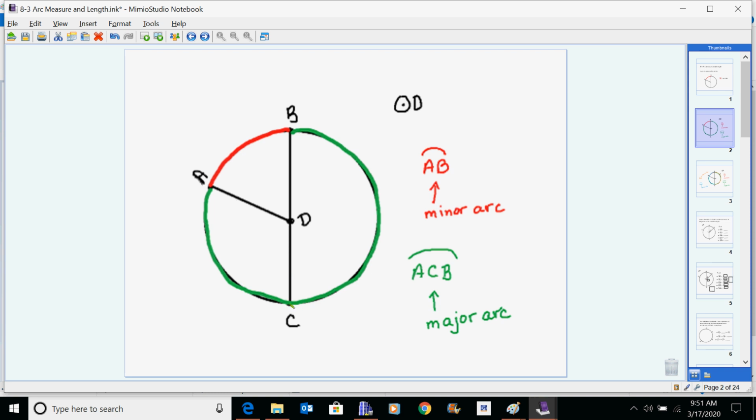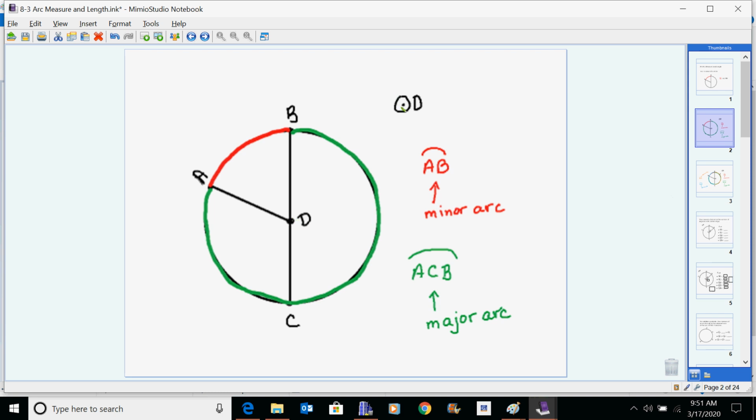But if you need to show direction, you put another letter in the middle. So arc ACB goes all the way around this way. The minor arc is what we refer to as the small arc, and the big arc that goes all the way around is referred to as the major arc. So we have minor arc AB or major arc ACB all the way around the outside.